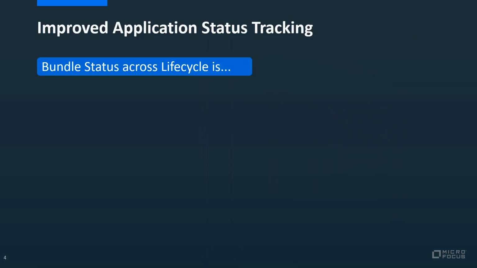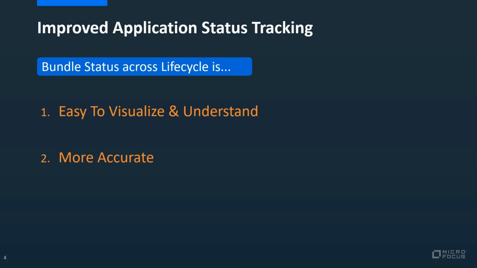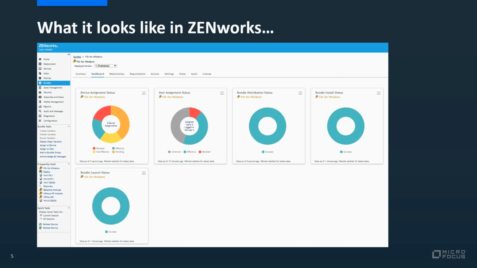In ZENworks, bundles are used for deploying applications on devices. In ZENworks 2020, bundle status across the bundle lifecycle has been improved so that it is easy to visualize and understand, it is more accurate, and lastly, to ensure that the status is more current and not stale. So let's take a look at the changes we have done and how it can help you track your application deployment faster and more accurately.